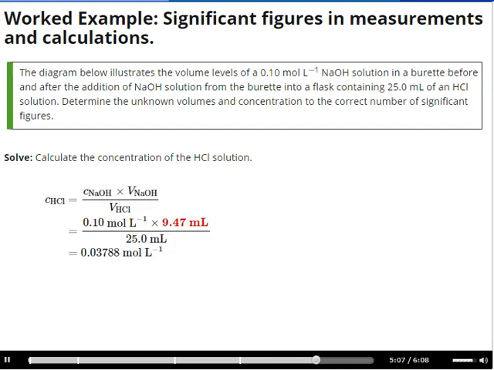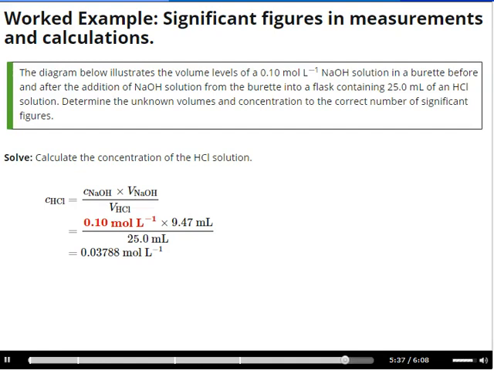The volume of sodium hydroxide, 9.47 milliliters, and the volume of the hydrochloric acid solution, 25.0 milliliters, both contain three significant figures. Therefore, the number that contains the fewest significant digits is the concentration of sodium hydroxide, with two significant digits. This means that the final answer must also contain two significant digits.